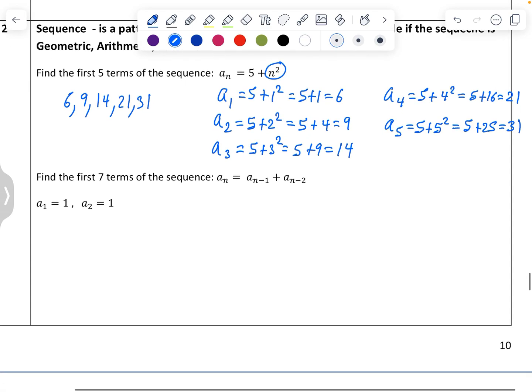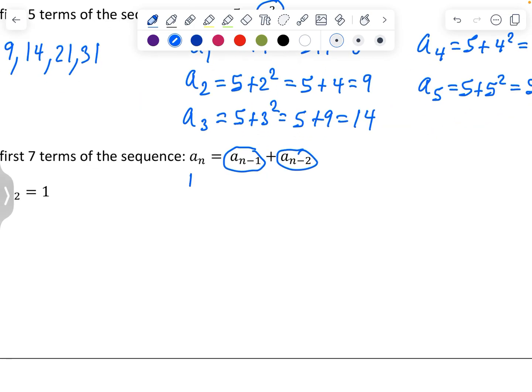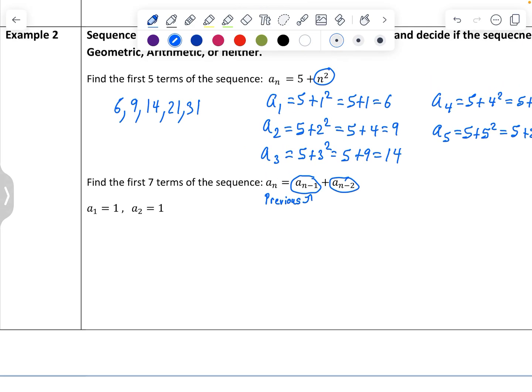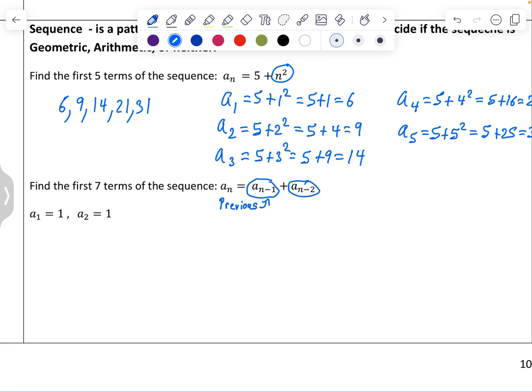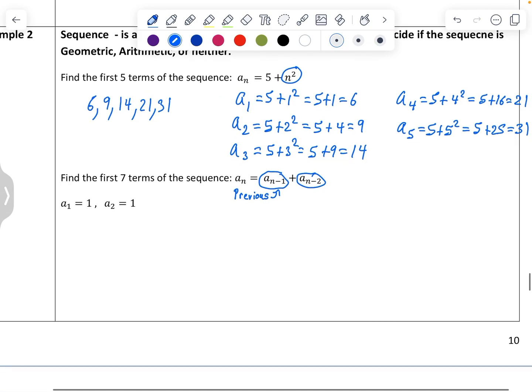All right, moving on to the next part here. Find the first 7 terms of this sequence. A sub n equals a sub n minus 1 plus a sub n minus 2. This is kind of a new topic. We haven't seen this notation before, but what this means here is that a sub n minus 1 is the previous term answer. So then a sub n minus 2 would be the answer before that.